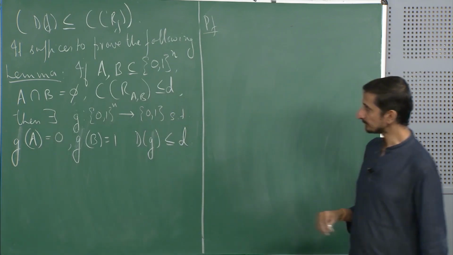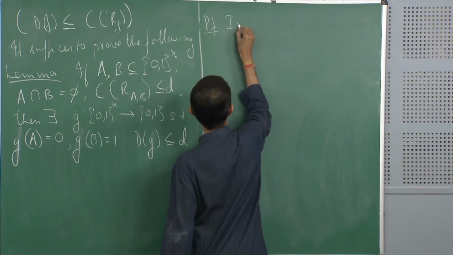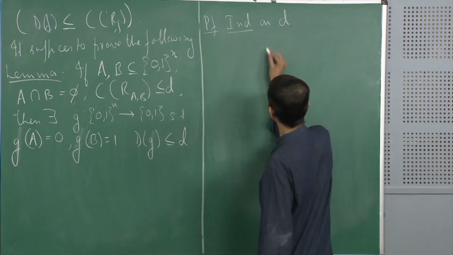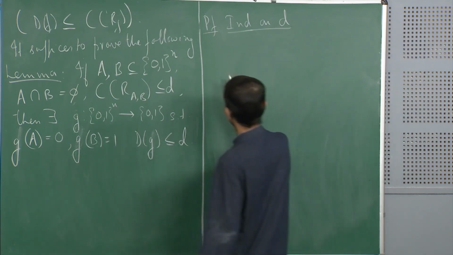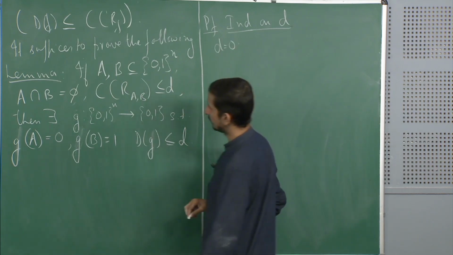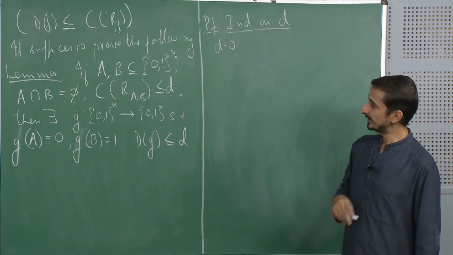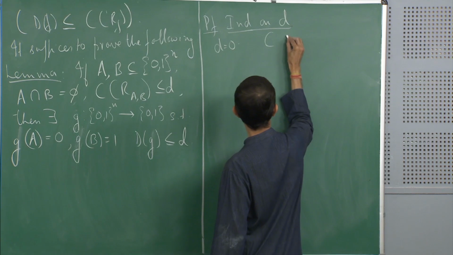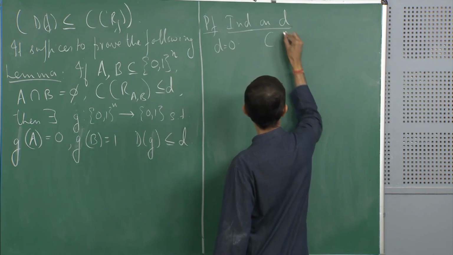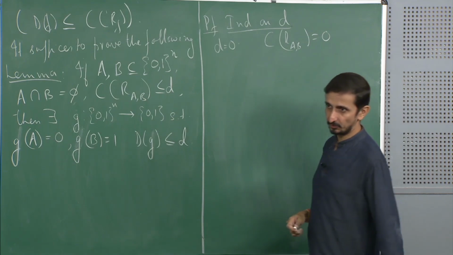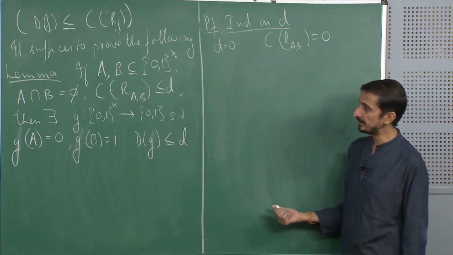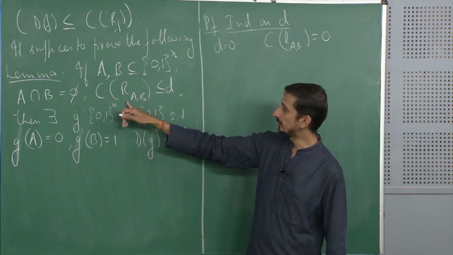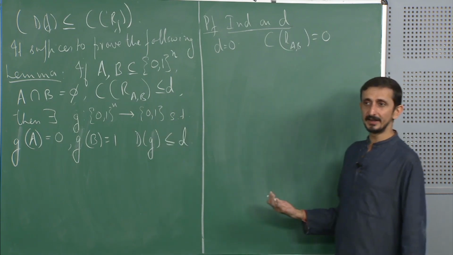the theorem. So, the proof is by induction on D. So, we start with D equal to 0. If D is equal to 0, what does it say? Then what we have is that C R A B equals 0, which means that Alice and Bob can compute the relation RAB without communicating any bit.